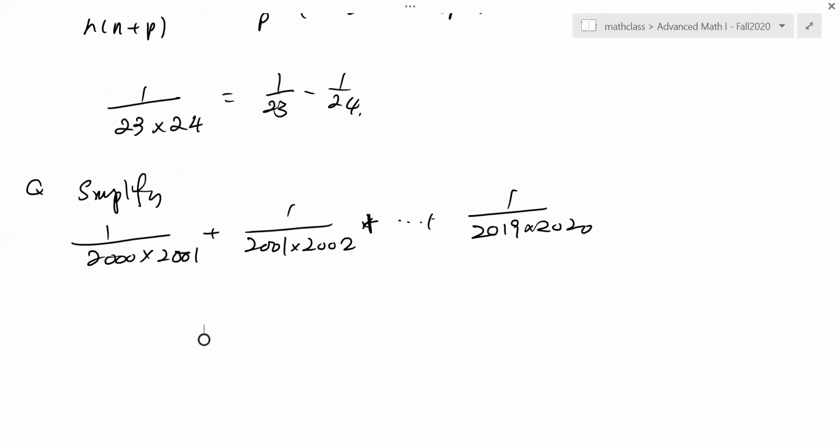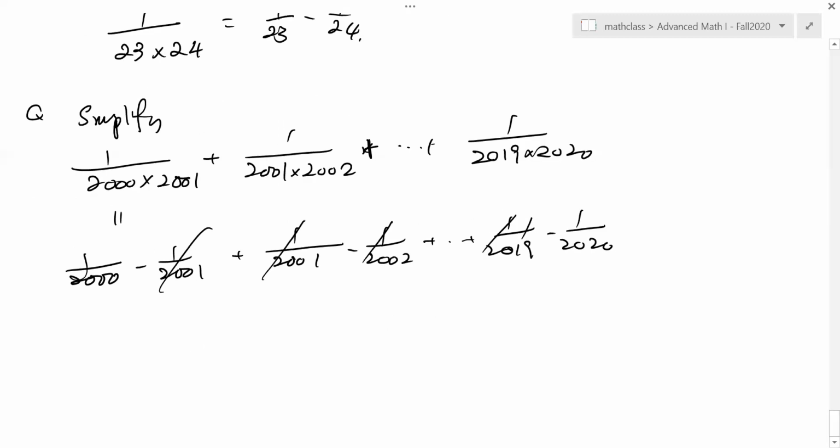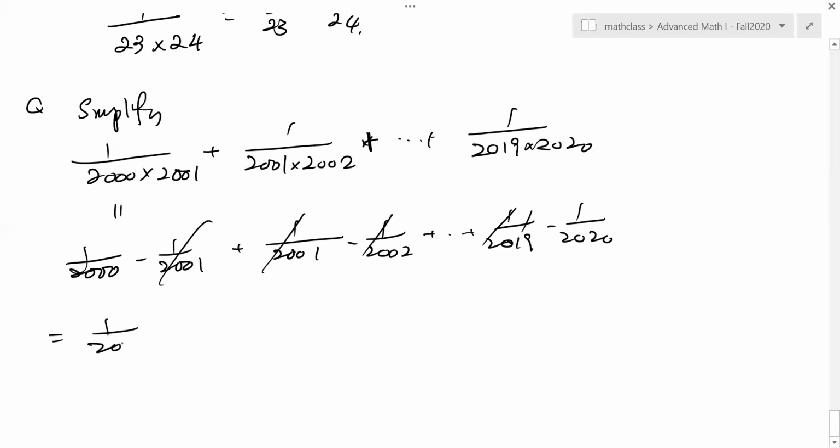But there's a trick here. Each product of two consecutive numbers can be separated. It's going to be 1 over 2000 minus 1 over 2001, and here 1 over 2001 minus 1 over 2002, and so on, up to 1 over 2019 minus 1 over 2020. Then you will see that all the middle terms cancel out. So you get 1 over 2000 minus 1 over 2020.